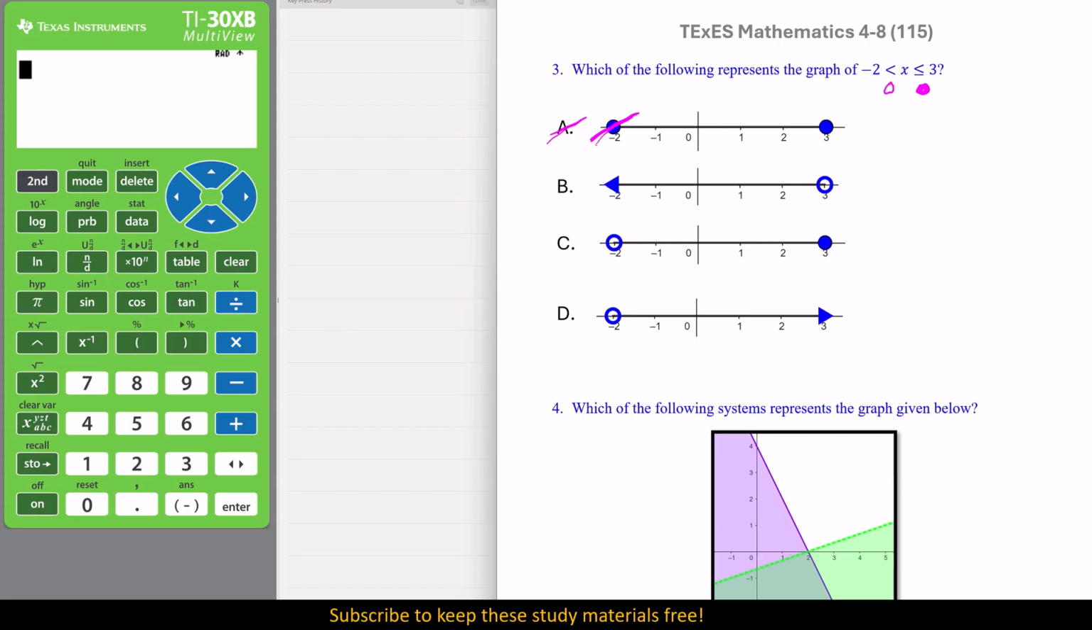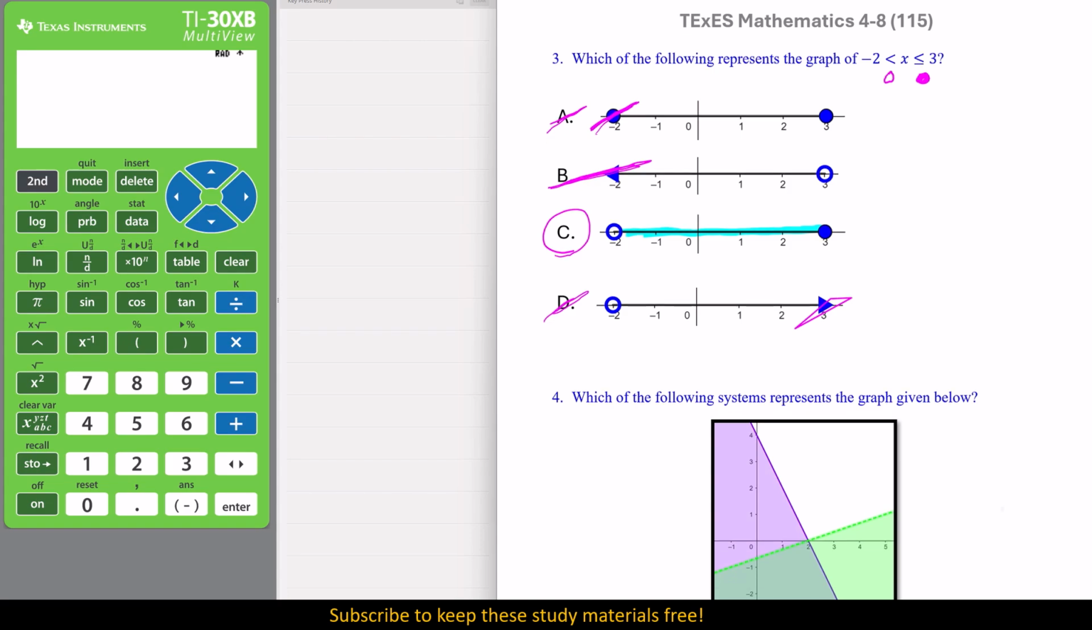Now B, that's not even a circle. Well, that won't work. Then when we go down to D, we see that we don't have a circle. Well, that isn't going to work. So let's look at C. Open circle above -2, closed circle above 3, everything in between. See how it is actually a line in between? This satisfies, therefore, option C is correct.